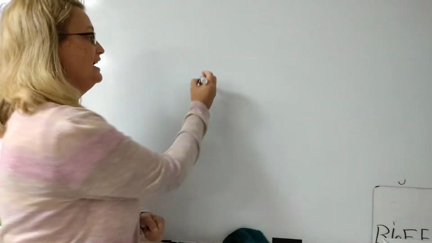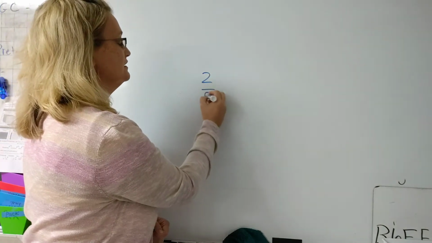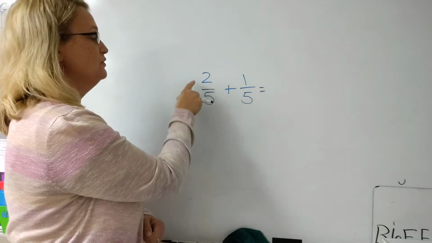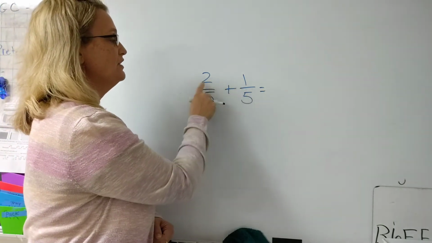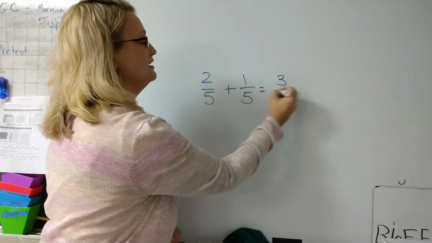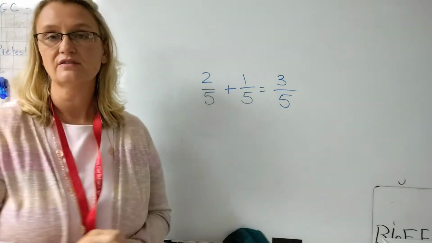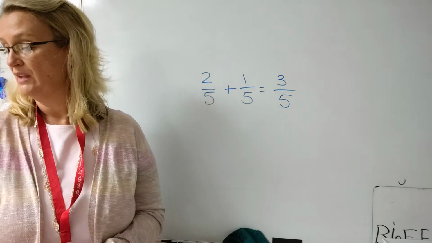The problem for today: 2/5 plus 1/5. Following the rule, numerator plus numerator, 2 plus 1 is 3, denominator stays the same. The answer to number 2 is 3/5.